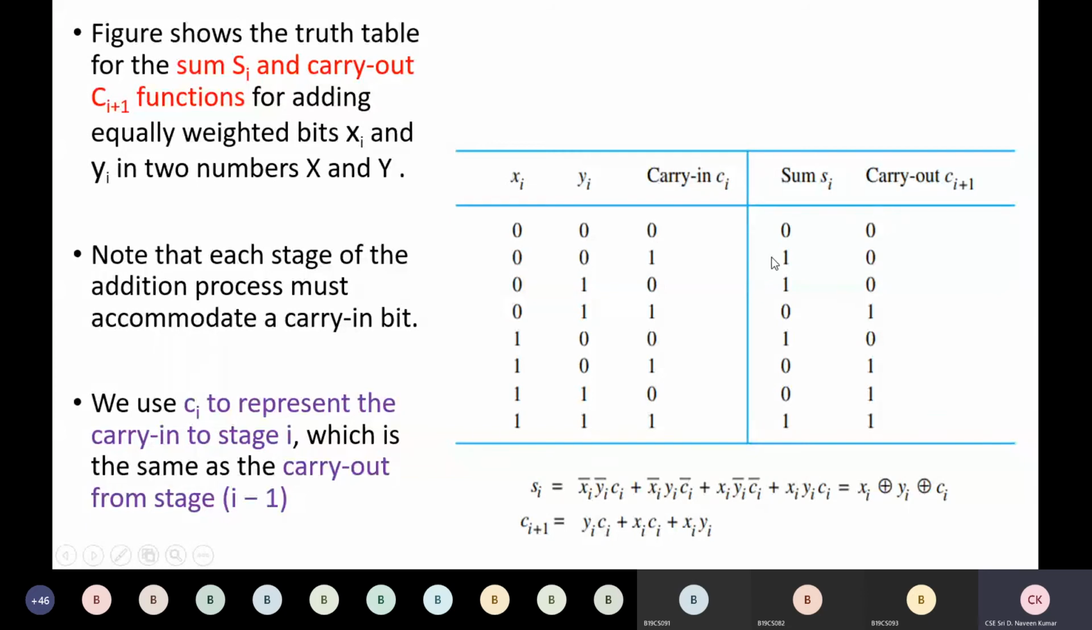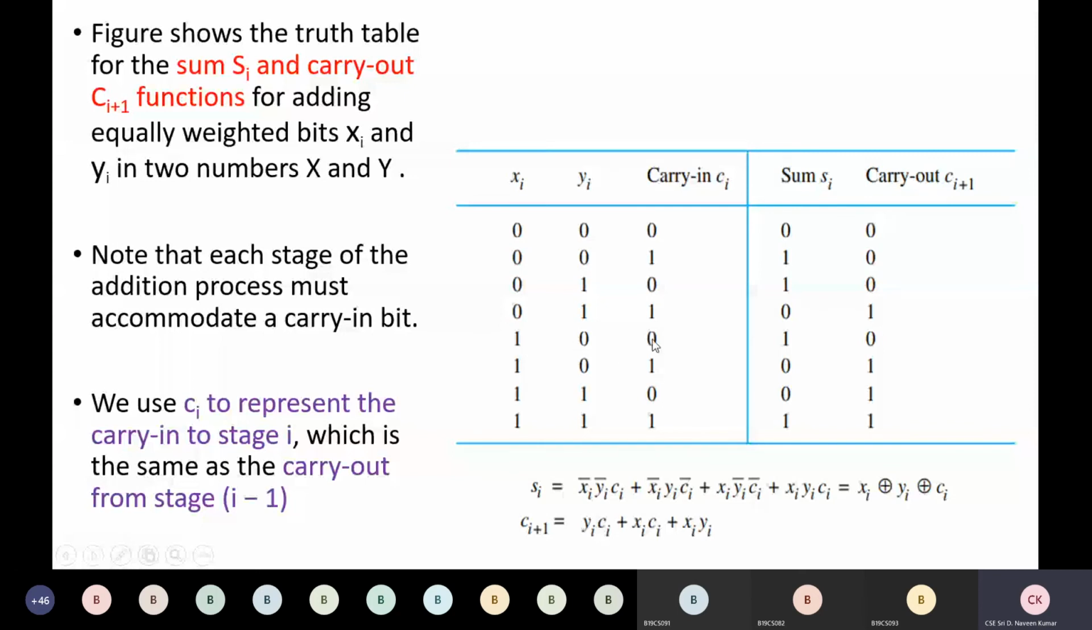So when we add 0 0 0, the sum is 0. What is the carry out after adding these three numbers? There is no carry out, right? So that's why its carry out is 0. When we add 0 0 1, the result is 1. And what is the carry out? No carry out, so 0. When we add 0 1 0, the sum is 1 and carry out 0. When we add 0 1 1, 1 plus 1 is 1 0. So the sum becomes 0 and the carry will be 1.